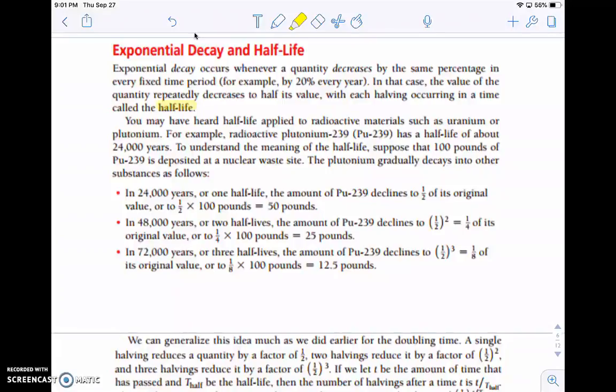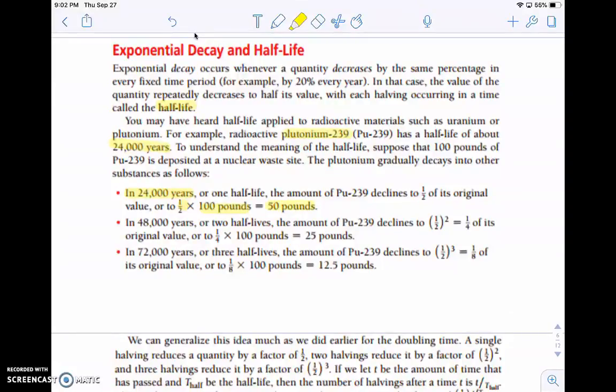Those are some of the most commonly reported and researched radioactive materials. So plutonium-239 has a half-life of about 24,000 years. To understand the meaning of half-life, suppose that you have 100 pounds of plutonium deposited in a nuclear waste site. The plutonium gradually decays into other substances as follows. In the first 24,000 years, or one half-life, the amount declines to half its original value, or half of 100 pounds, so it's down to 50 pounds.